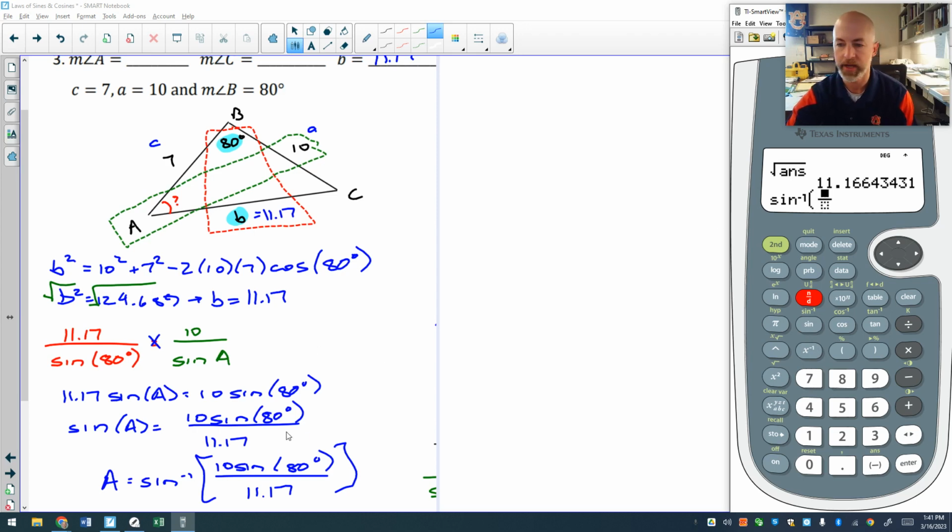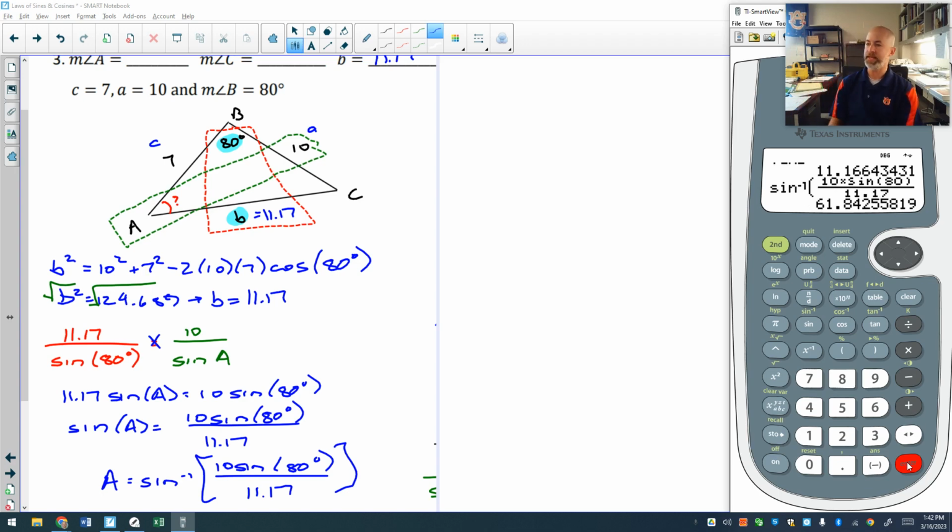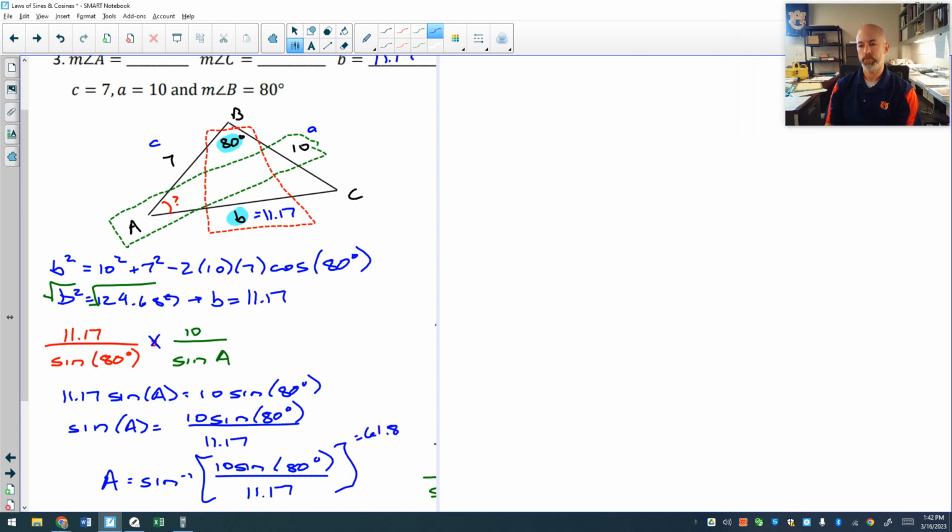So the inverse sine of 10 times the sine of 80 degrees, and always just get in the habit of double checking the mode of your calculator. We've been in degrees the whole time. There's no reason for this to have swapped, and it has not. I'm going to divide by 11.17. Where's my 1? There it is. I did not need parentheses down there. 10 sine 80 over, okay, double check your entry. That is correct. And I'm getting an angle of 61.84. So angle A is 61.84.